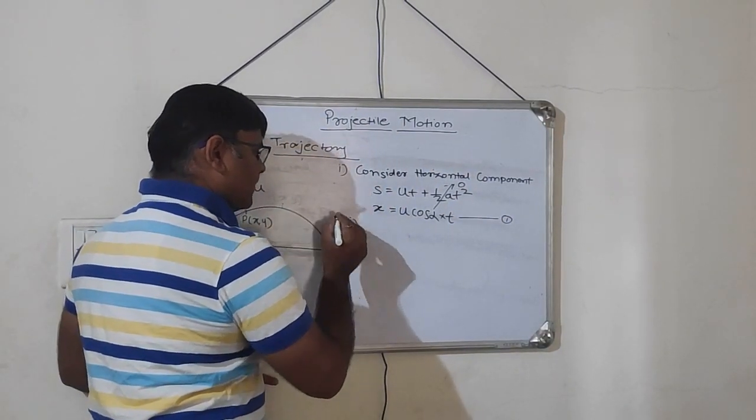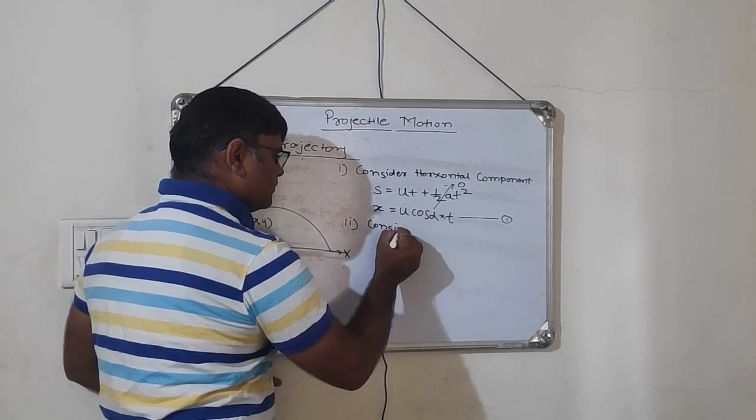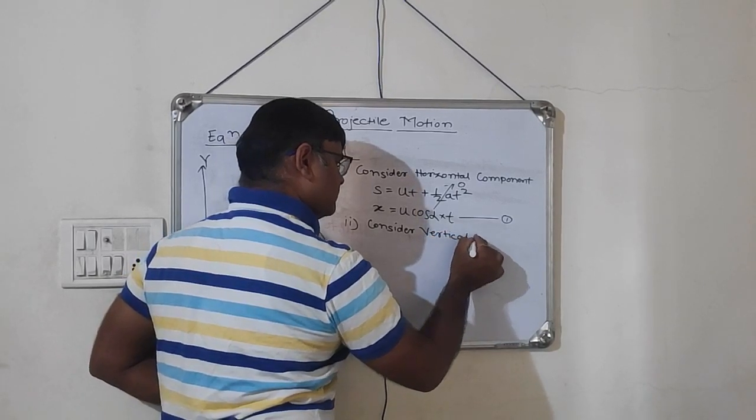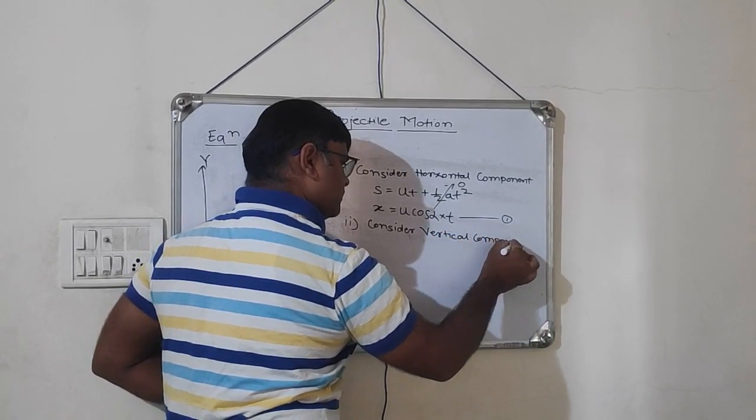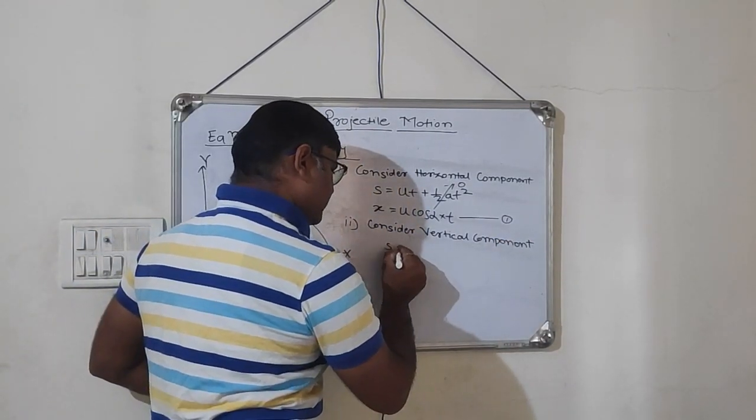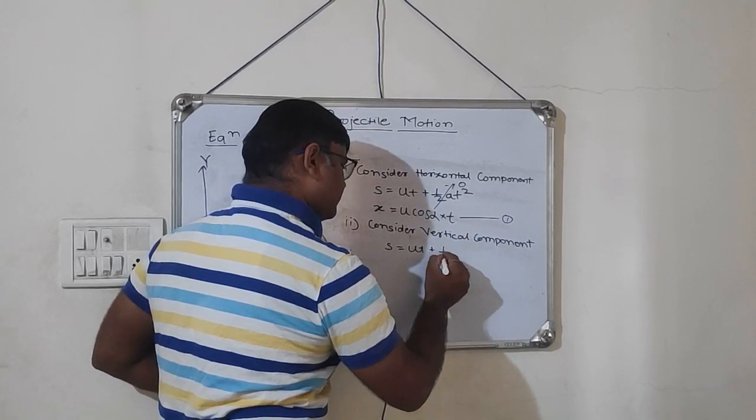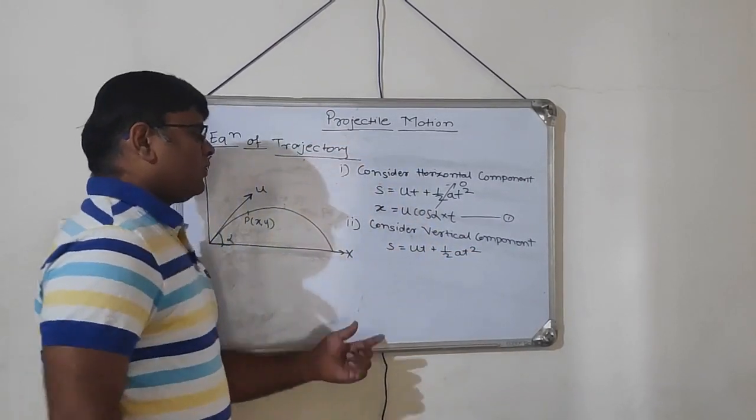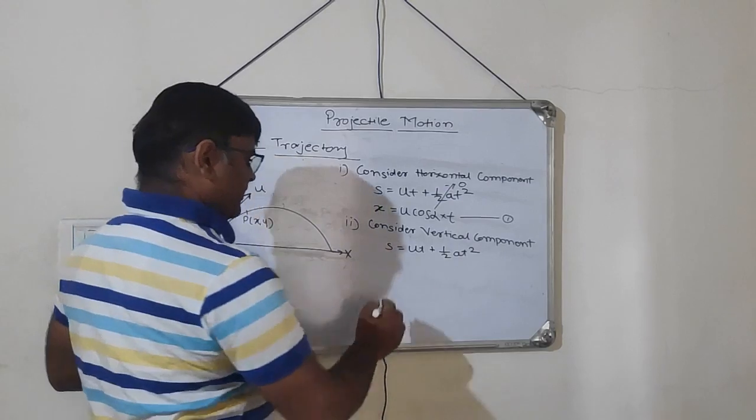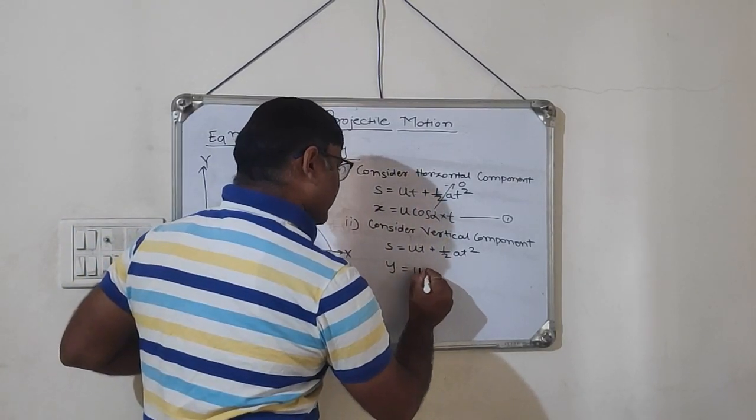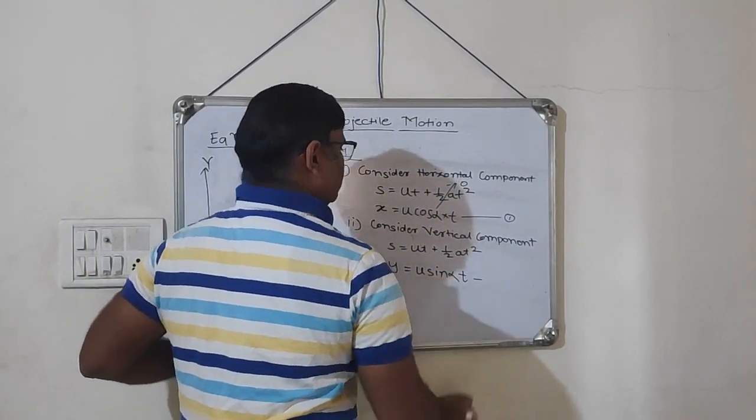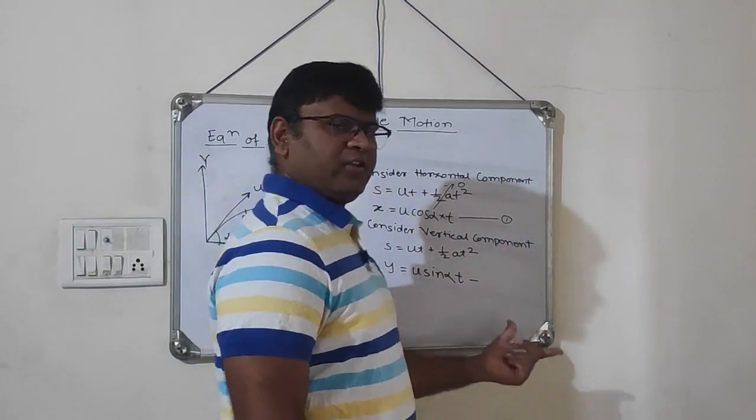Consider the vertical component. Again, I will write the equation s = ut + half at square. S is nothing but the position, and the vertical position of the particle is y. So I will write y = u sin alpha t, because the vertical component of the velocity is u sin alpha, into t, plus half at square.